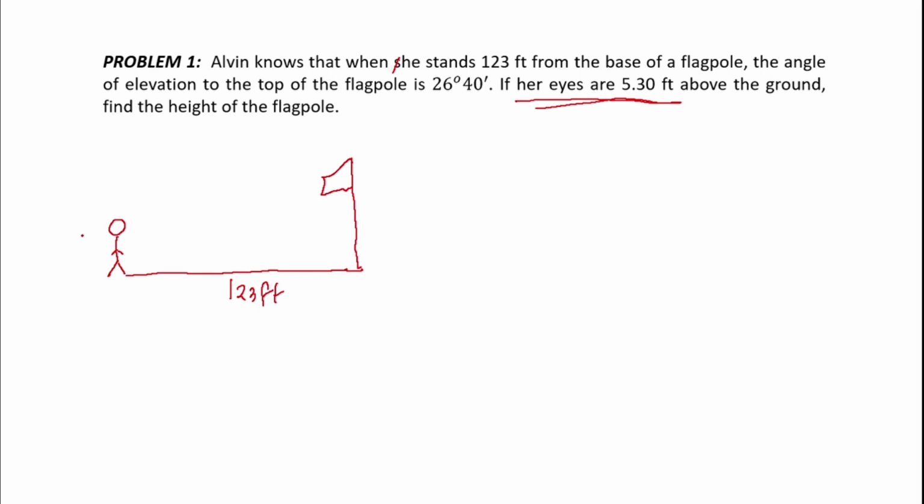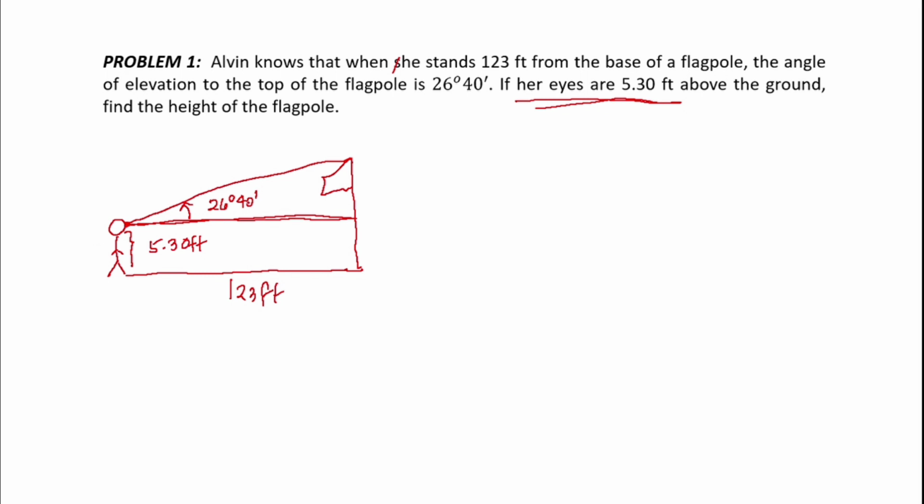So from here, these eyes, it creates an angle of elevation to the top of the flagpole. Okay, and take note her eyes going to the horizontal line. So this is the basis, this is the point of reference, this is 5.3 feet. So this is the angle of elevation that forms 26 degrees and 40 minutes. Okay, so this is how we're going to illustrate in this case. So 26 degrees and 40 minutes.